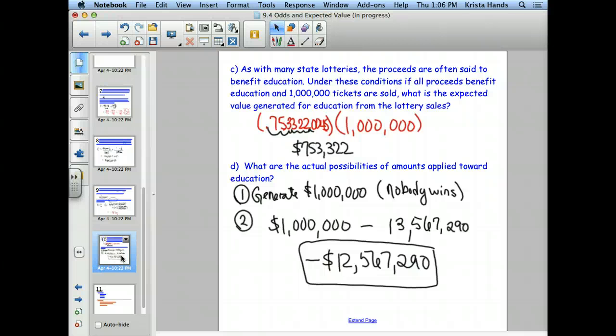Okay, so here's the problem, right? The problem is that you said it was to support education, which means that if you want the money generated for education, then you want the people who buy the lottery tickets to lose. All of them. You don't want anybody to win. None of them. Okay? But everybody gets really excited when that one person wins, don't they? Or there's 6 people or whatever.